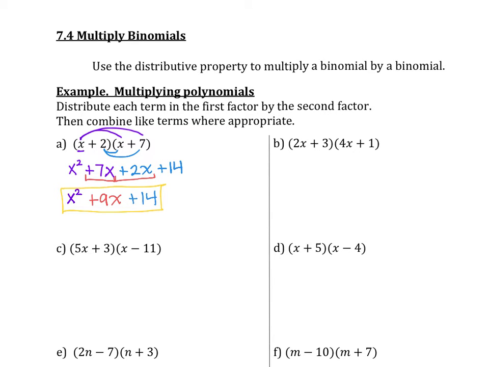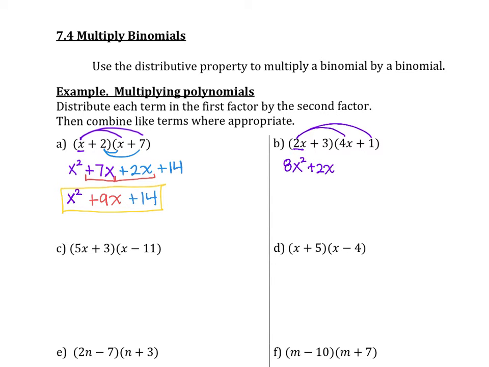Okay, for b, I'm going to do the same thing. I just added different coefficients. So I'm doing 2x plus 3 times 4x plus 1. So I'm going to start off and look at the first binomial. The first term is a 2x, so I'm going to distribute the 2x to the second parentheses. 2x times 4x, 2 times 4 is 8, x times x is x to the second. 2x times 1 is 2x.